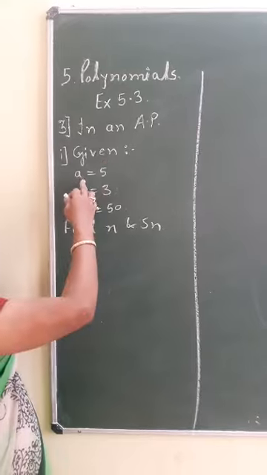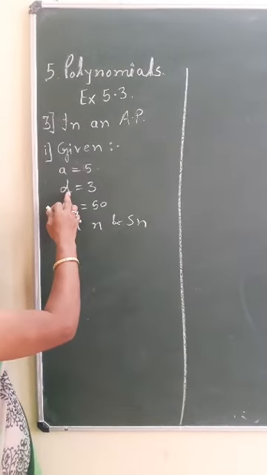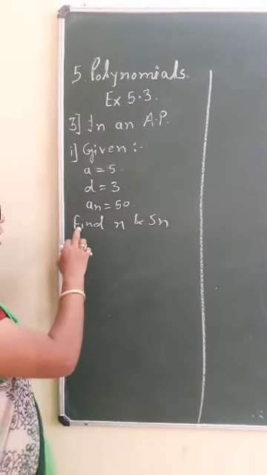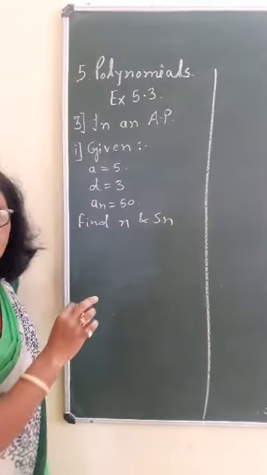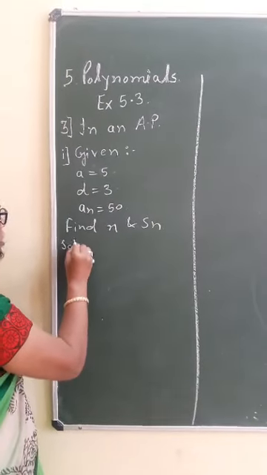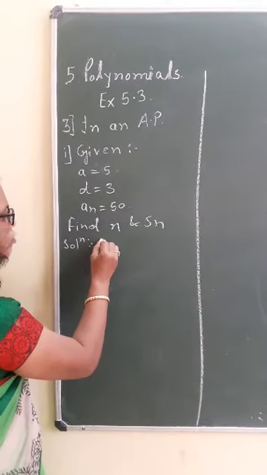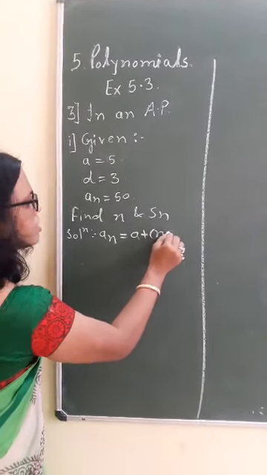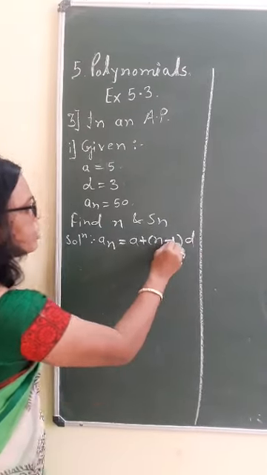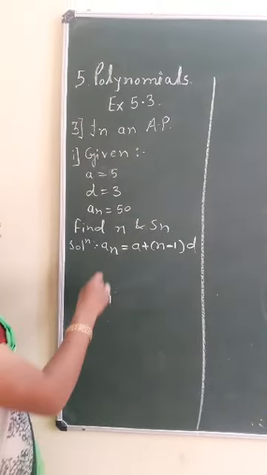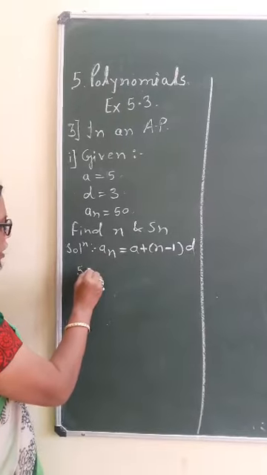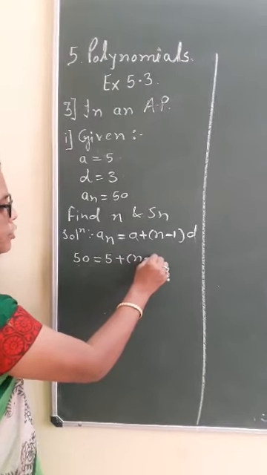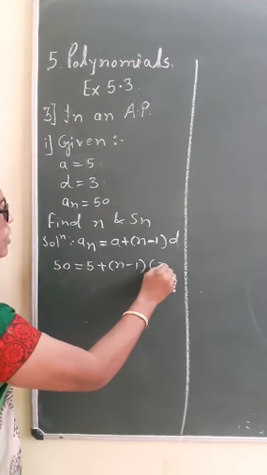Here they have given first term 5, common difference d is 3, last term an is equal to 50, and we have to find n and Sn. First of all we will use the formula an is equal to a plus n minus 1 into d, because in this problem we know the value of an, that is 50, which is equal to a, first term 5, plus n minus 1, and the value of d is 3.